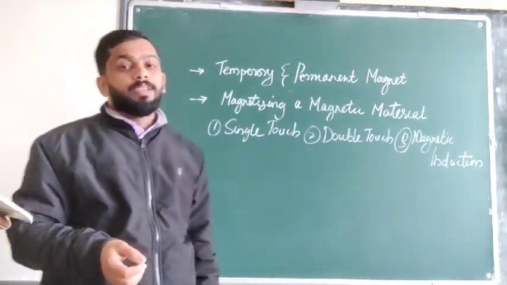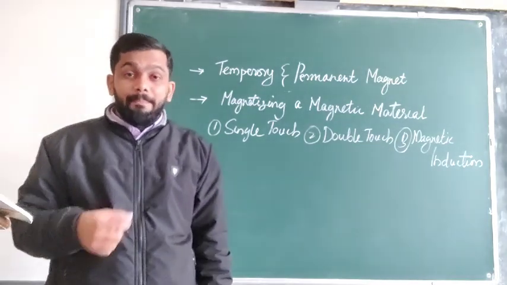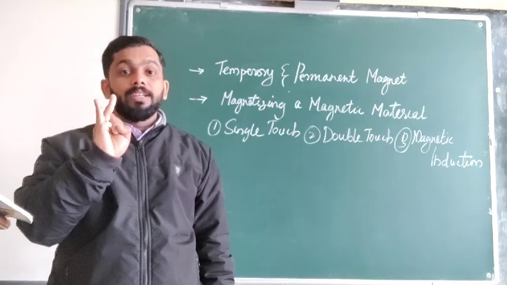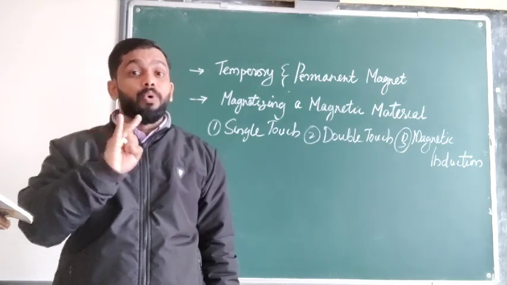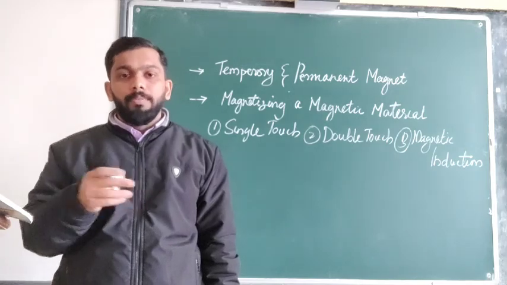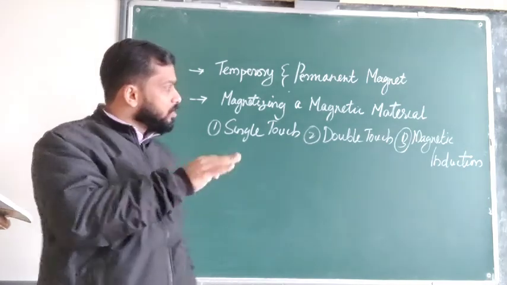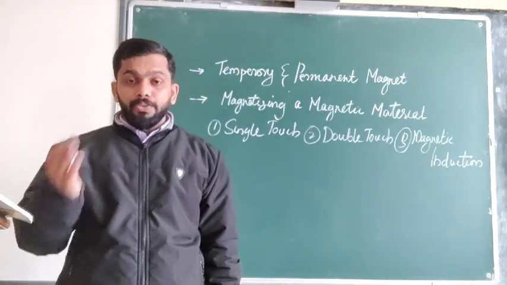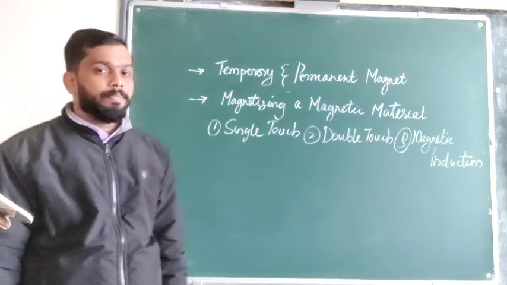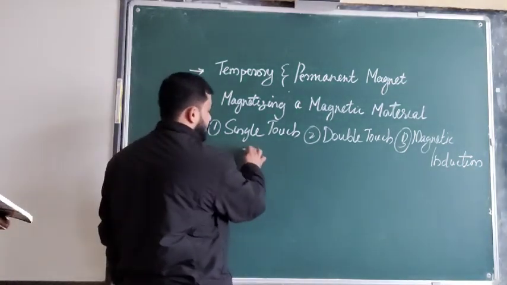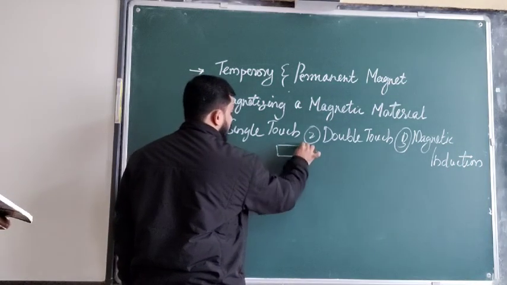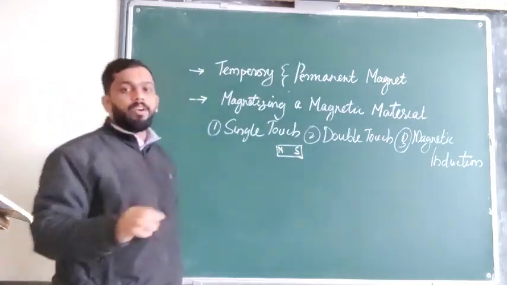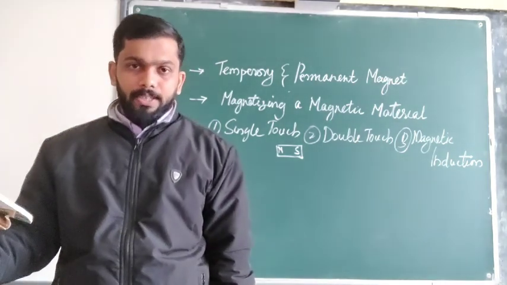In order to make a magnet, I need a magnetic material and an external magnet, a magnetizing force. For the first three methods we will be using a bar magnet as the external magnetizing force. In the single touch method, we use only one single external bar magnet. From there the word single touch method came.